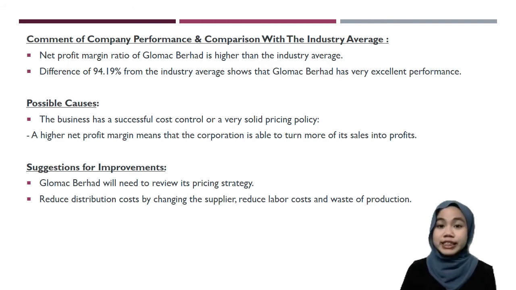An improvement that we could suggest is for Glomac to review its pricing strategy and reduce distribution costs by changing the supplier, reducing labor costs, and reducing waste of production. To talk about our next topic, Nusrati will now be explaining about return on asset.